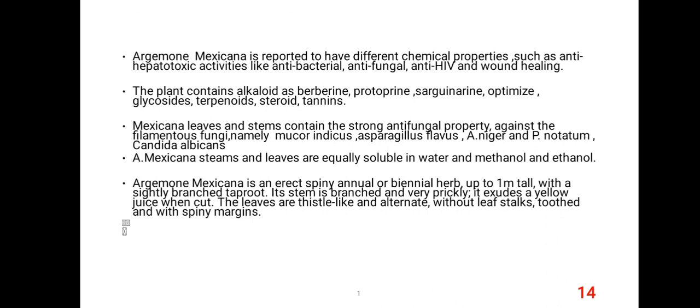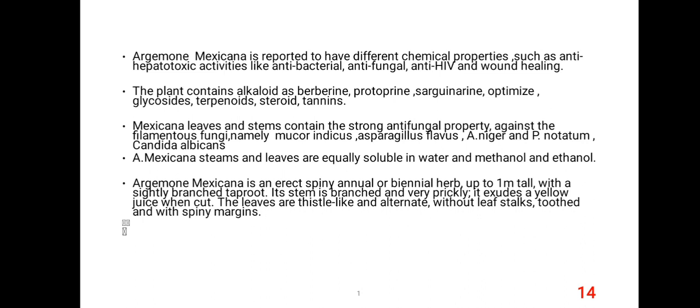Argemone mexicana is reported to have different pharmacological properties such as anti-hepatotoxic activity, antibacterial, antifungal, anti-HIV and wound healing. The plant contains alkaloids such as berberine, protopine, sanguinarine, glycosides, terpenoids, steroids, and tannins. Argemone mexicana leaves and stem contain strong antifungal property against fungi, namely Mucor indicus, Aspergillus flavus, A. niger, P. notatum, and Candida albicans. A. mexicana stems and leaves are soluble in water, methanol, and ethanol.